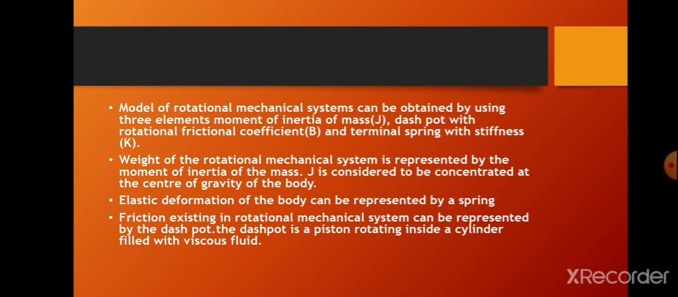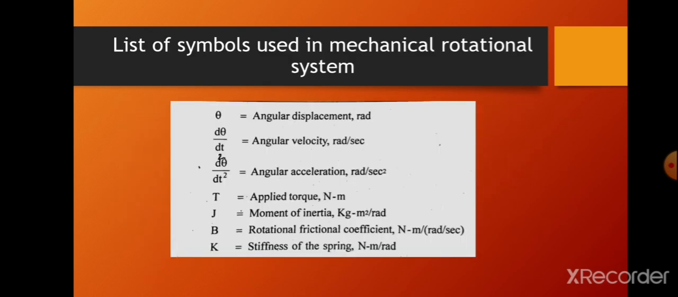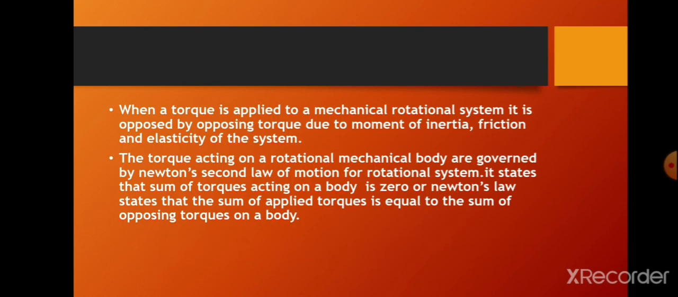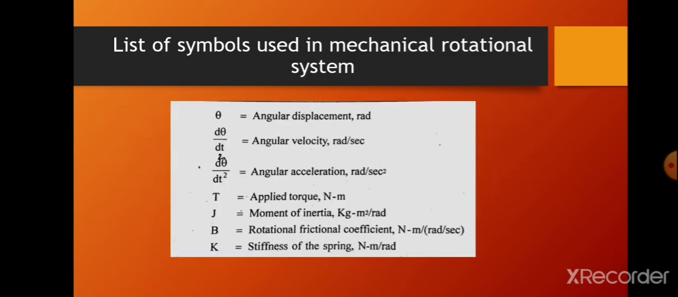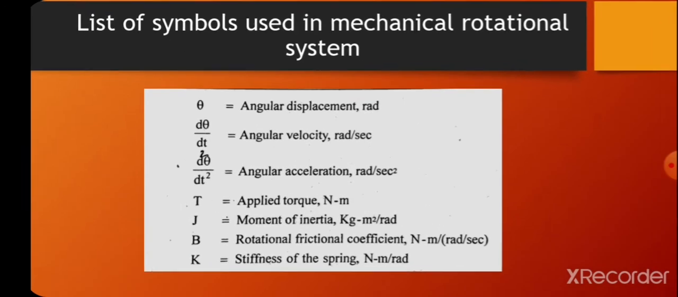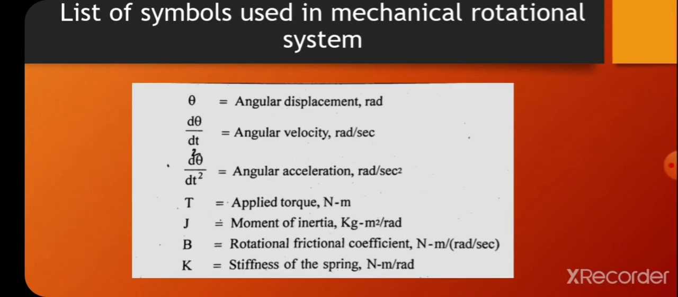So let us start with the list of symbols used in the mechanical rotational system. The list of symbols used in the mechanical rotational system is given as: first is theta, that represents the angular displacement and its unit is radians. Next is d theta by dt, that is angular velocity and its unit is radian per second. Next is d square theta by dt square, and that is angular acceleration whose unit is radian per second square.